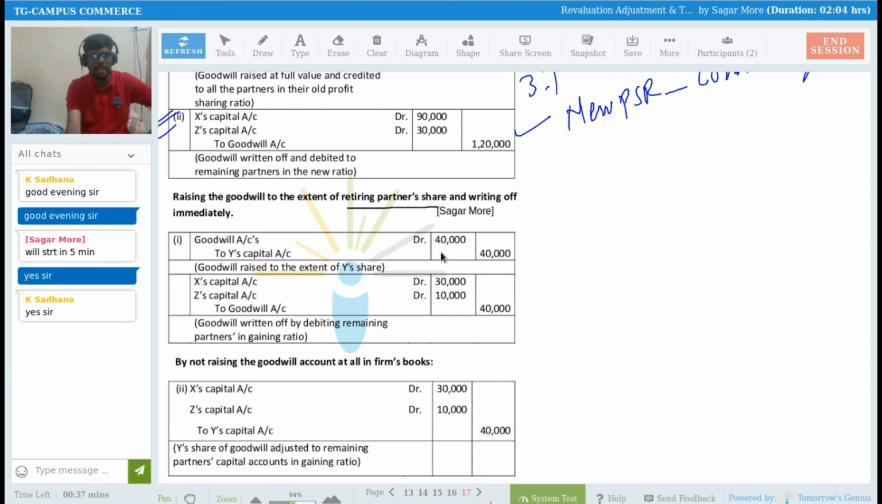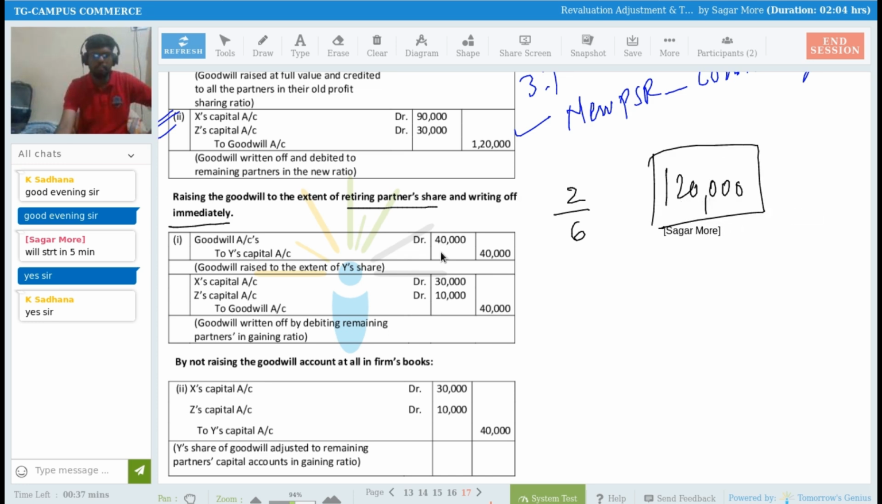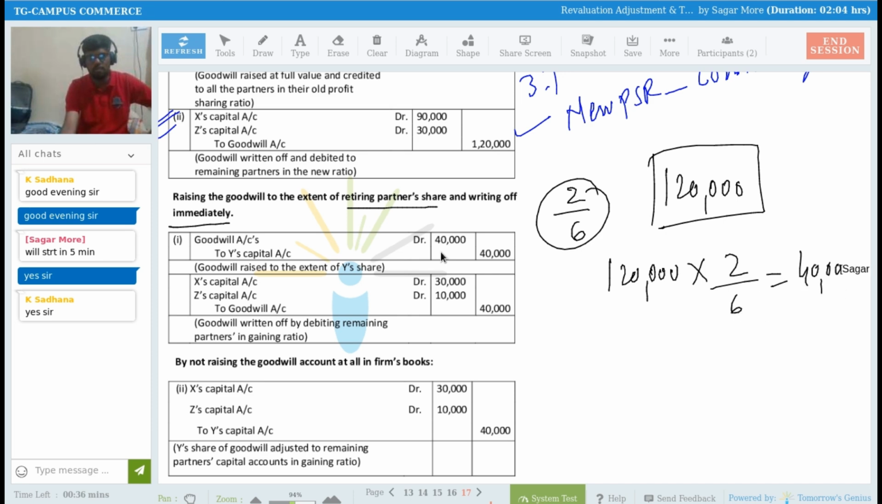You are raising goodwill now, but not the entire goodwill, only the retiring partner's share. So in our example, what is the retiring partner's share? 3:2:1 means 2/6. His share is 2/6, right? And what is the goodwill of the firm? So you have to calculate 2/6, the share of the retiring partner. It will be 1,20,000 rupees multiplied by 2 divided by 6. So the answer will be 40,000 rupees. So you have to raise 40,000 rupees of goodwill only, right?